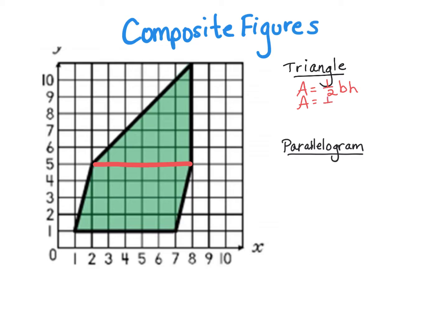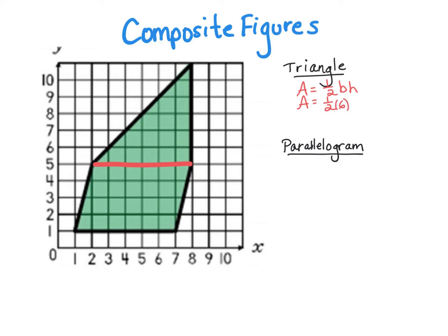So I'm going to bring down my 1/2, and now I need to know what is the base and what is the height of my triangle. When I look at my triangle, I can see this is the base running along the bottom. I can start here and count how many units of length that is. So 1, 2, 3, 4, 5, 6. My triangle has a base of 6.